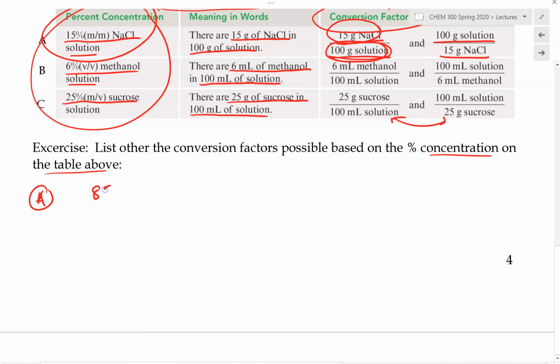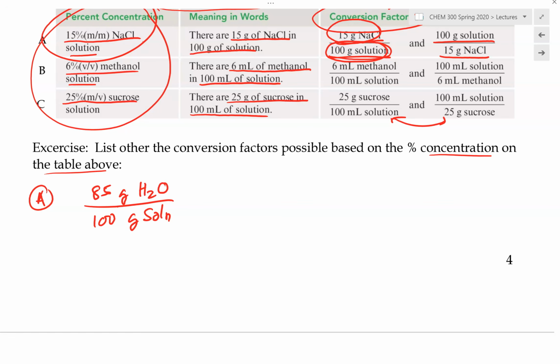So now I can write this conversion factor: 85 grams of water over 100 grams of solution. So water is the solvent, over the 100 grams of the solution. And of course, I can write another one that is reciprocal to this one. So the question now is, is there any other unique conversion factor that I can also write? And the answer is yes, there is another.